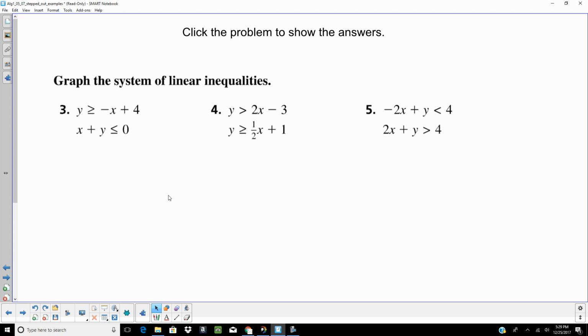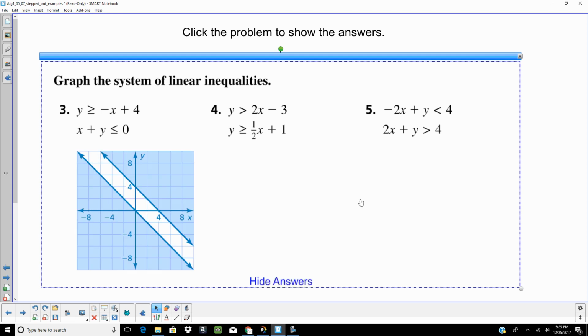I would suggest getting some graph paper or a ruler, trying these on your own, and then checking yourself. Also, I would hit pause.